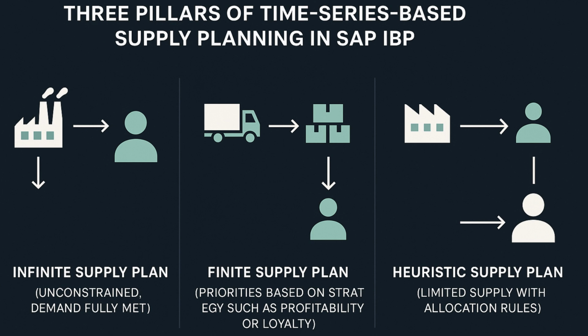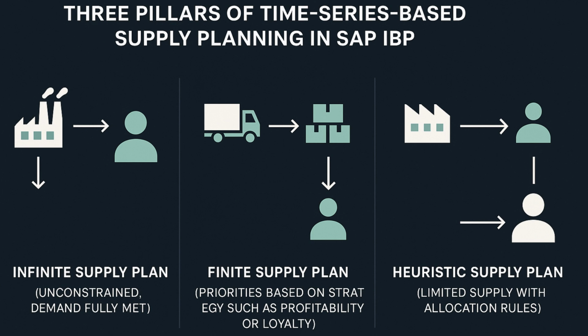In this way, supply planning in IBP is not simply about generating numbers, it is about making structured, strategy aligned decisions. The outcomes are shaped by the master data and the business rules configured within the tool. These rules ensure that when supply is limited, planners are not making ad hoc or inconsistent decisions. Instead, IBP provides a structured framework that aligns tactical supply planning with the company's broader strategic objectives.